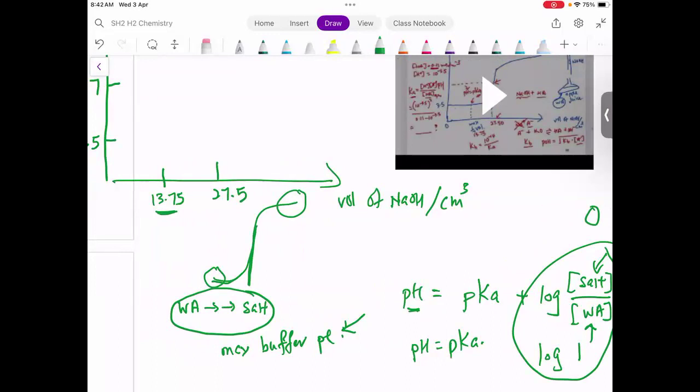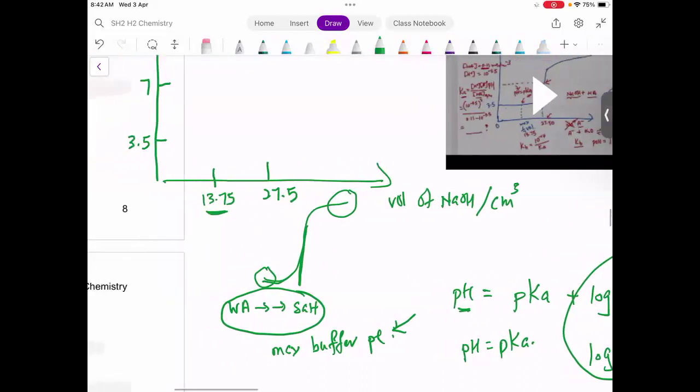Maximum buffer, label the pH. As I plot it, I will place the corresponding value here on the axis. Is that how you label it, the pH value? Is it needed? Yes, it's needed because you need to plot where your pH value is so that it can join up the points.